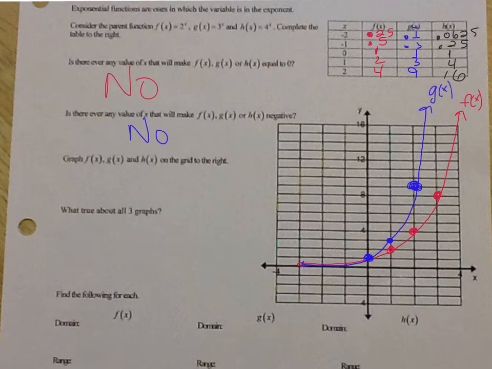And then we need h of x, so graph that. So that's really close to the x-axis. But then I'm at 0, 1 again. And then I have 1, 4. And then I have 2, 16, which is up here. And that's h of x. Okay, so let's look at the next thing. So I graphed all of them. What is true about all three graphs? So let's see. One thing would be they're all increasing.